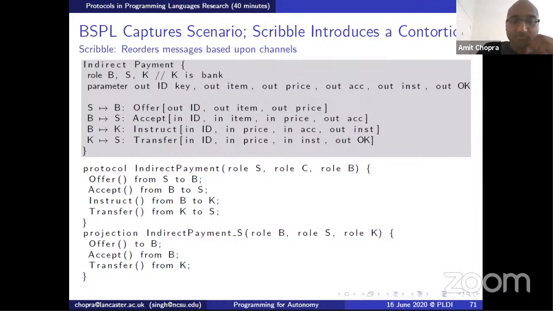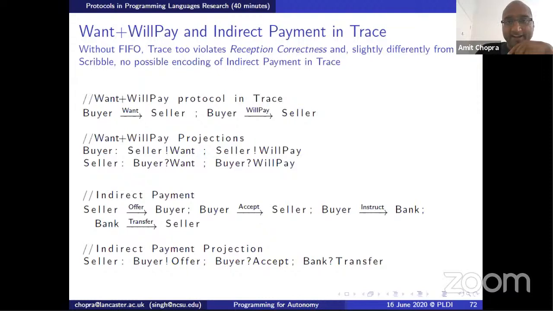So here is will pay, want and will pay, and indirect payment and trace. Now, I'll not dwell too much on this, but without FIFO, just like Scribble, trace would not be able to encode the want and will pay protocol. That'll only work if FIFO is assumed. And somewhat differently from Scribble, trace rejects the protocol altogether, which I think is somewhat sensible, given the way the approach works. They say that because the transfer may arrive before the accept, it'll be incompatible with the seller's projection where the accept must be observed before the transfer, and therefore they reject this protocol as invalid. So they don't introduce any contortions like don't look at this channel, look at that channel, and so on, like Scribble.